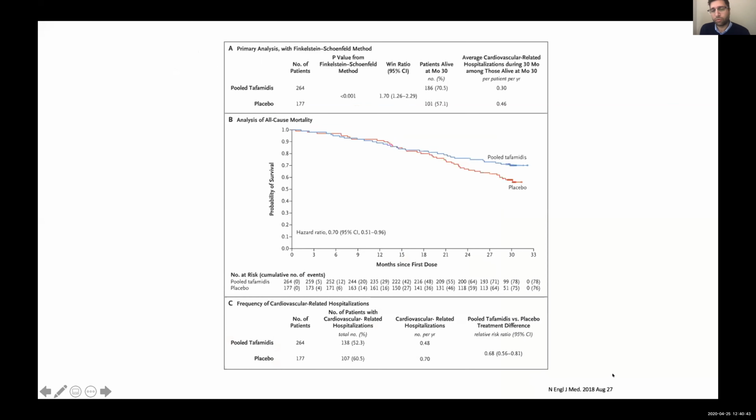tafamidis is approved for cardiomyopathy, TTR cardiomyopathy, in the US based on this study. As our cardiologist mentioned, as you can see, unfortunately all people continue to progress. However, at 18 months, you see that the people who are on tafamidis have progressed at a slower pace than people who were on placebo.